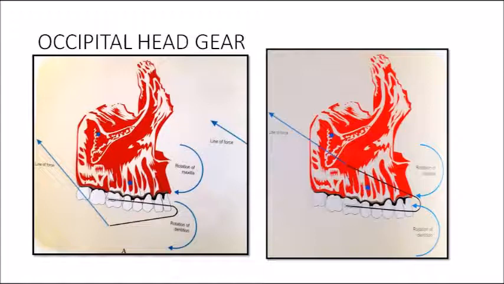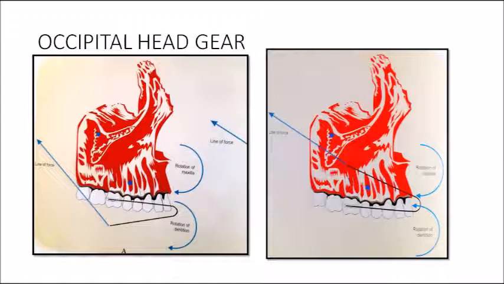And please look at the picture on your right side. You can see an altered scenario where the line of force is below the center of resistance of maxilla, but it is above the center of resistance of the dentition. And in such cases it produces a clockwise rotation of maxilla and a counterclockwise rotation of your dentition. So that is similar to that of your cervical headgear.